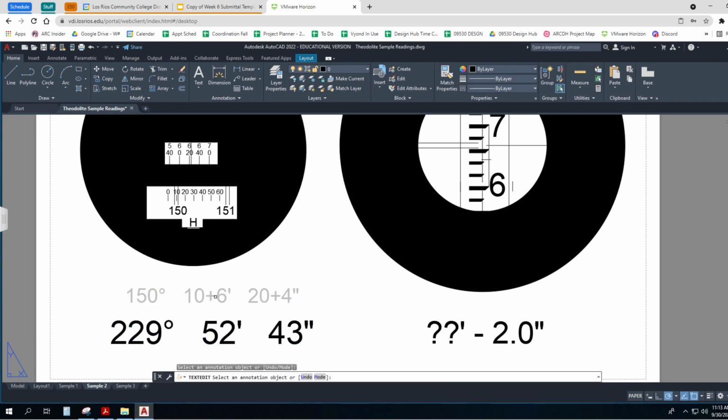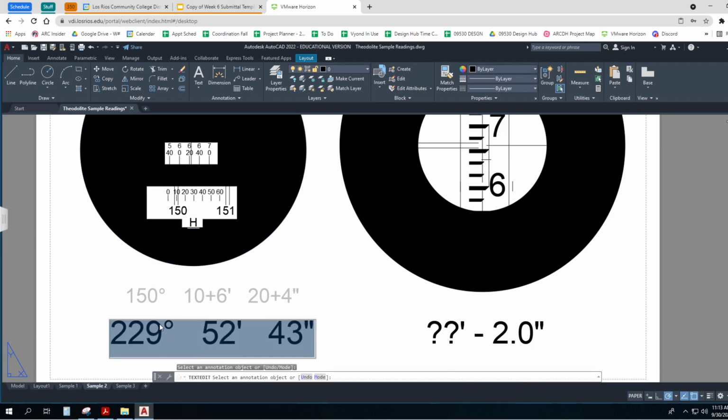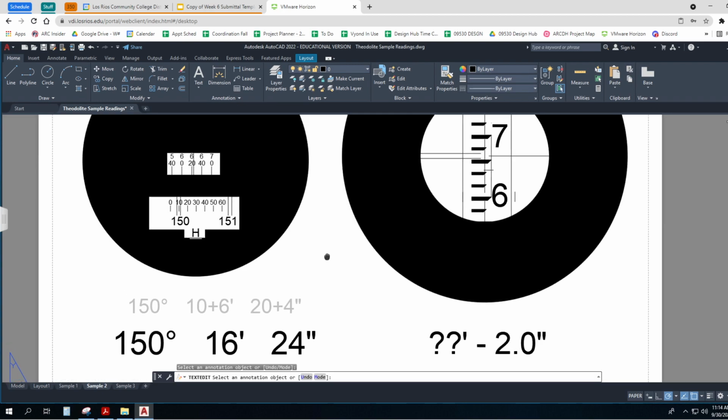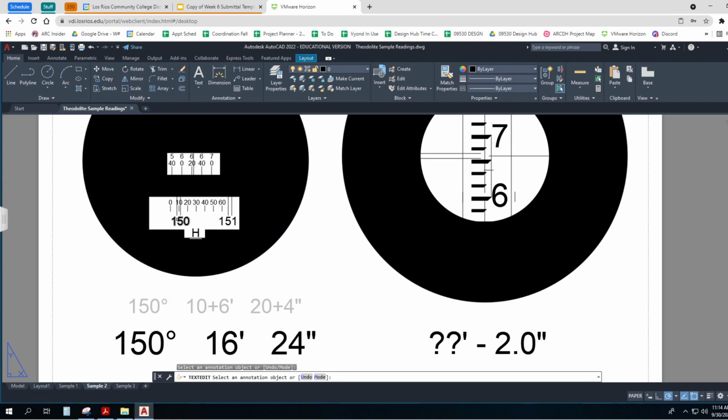So all of these are made up of multiple little pieces that you have to look at and guess. So that's going to turn into 150 degrees, 16 minutes, 24 seconds. That's this reading right up here. 150 degrees, 10 plus 6, 16, 20 plus an estimate of 4, 24.